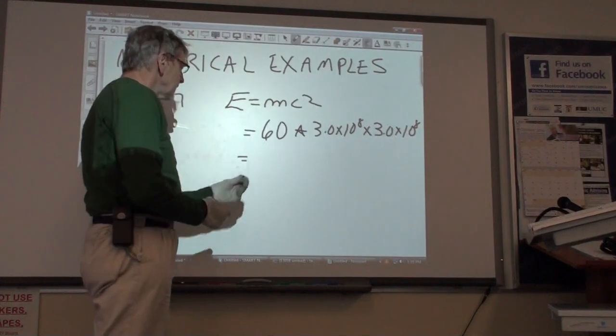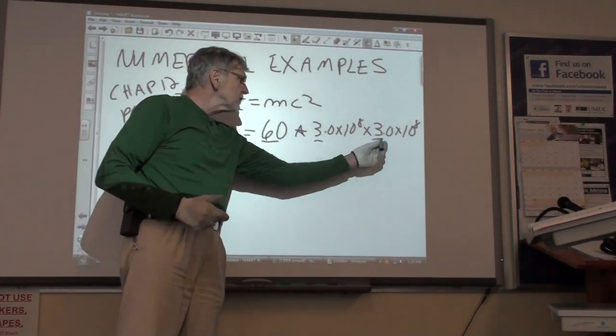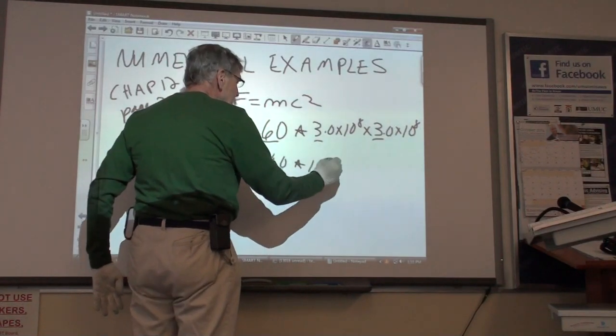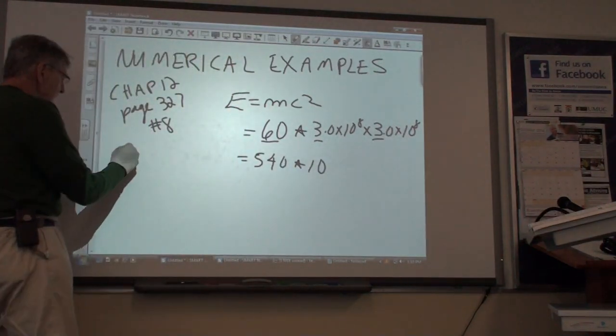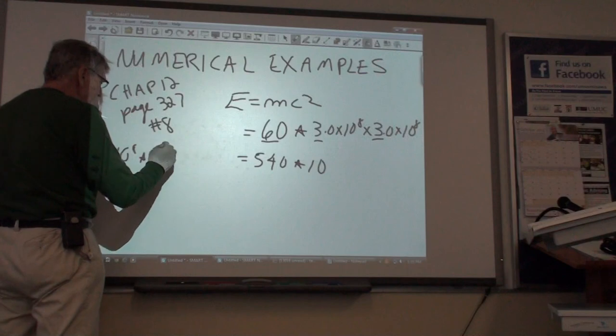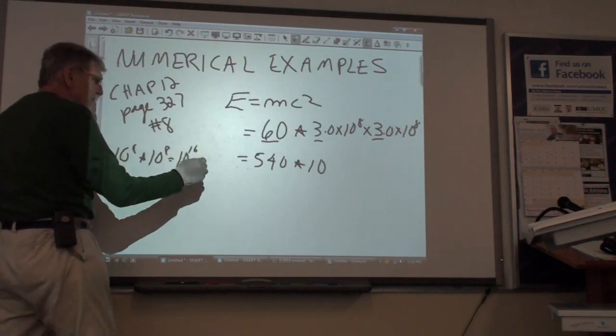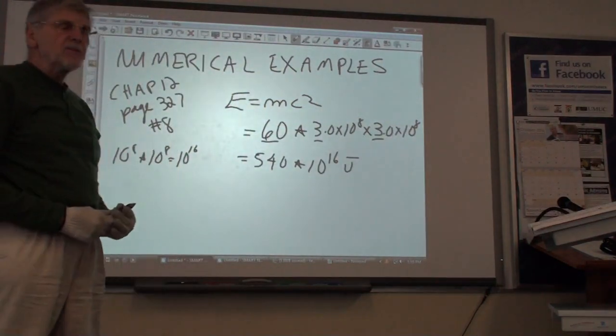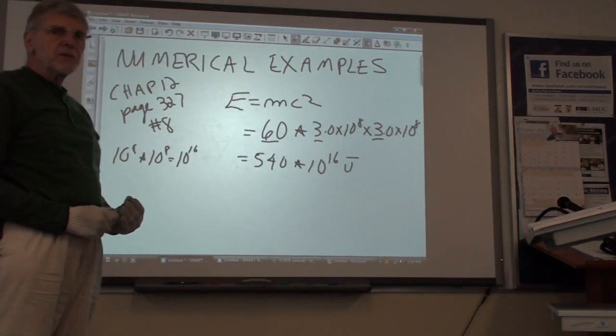So multiplying 60 by 3 by 3 gives you 540 times some powers of 10. Now 10 to the 8 times 10 to the 8 is equal to 10 to the 16th. So 10 to the 16th joules is the answer to the problem: 540 times 10 to the 16th joules.